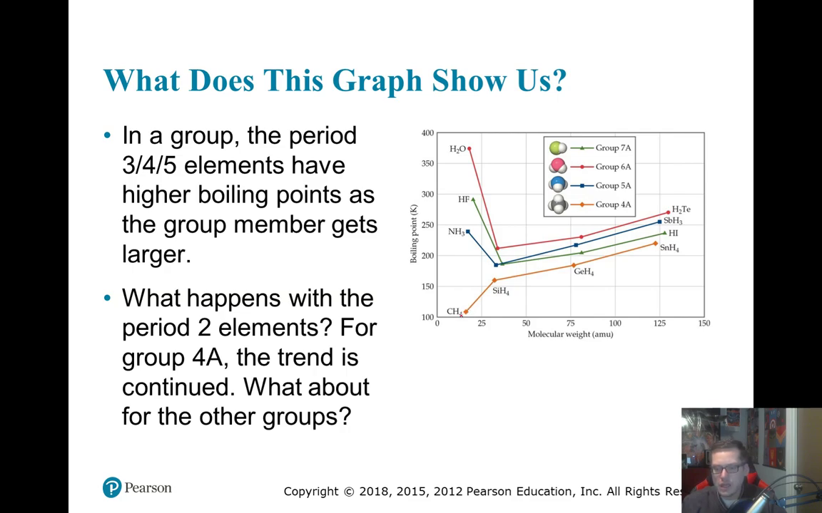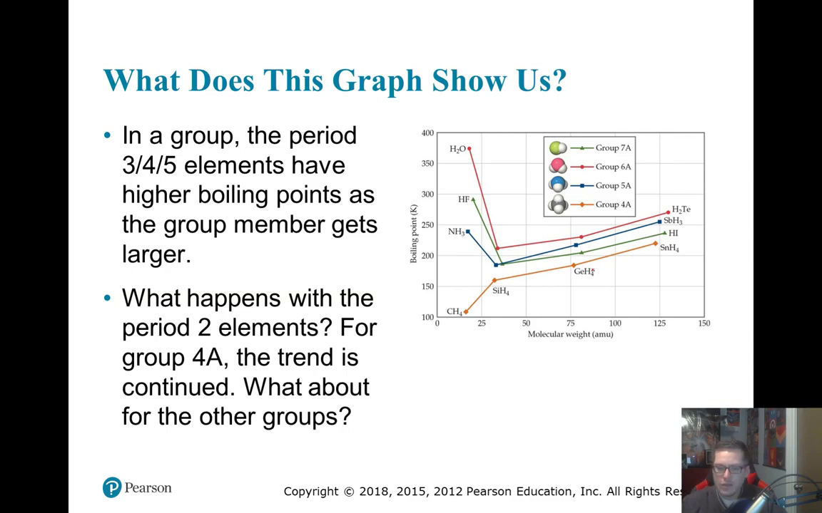And you can notice that as you go down the group, from carbon to silicon, germanium, and tin, your boiling point steadily increases. That makes sense because it's a nonpolar molecule. As it gets bigger, it gets fatter and more squishy, more polarizable, and so your intermolecular forces go up and the boiling point goes up.